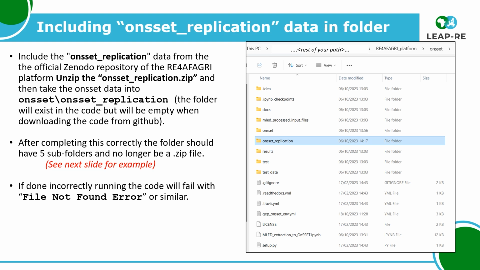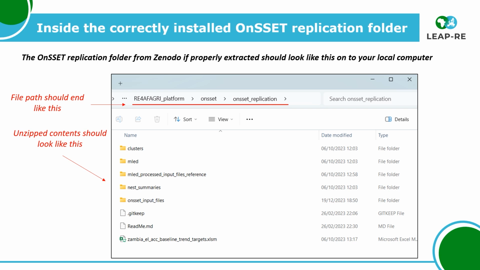Again, make sure that this is fully unzipped and not in a zipped folder, and the path is correct. Otherwise, you are likely to find file not found errors when running the code. Opening up the OnSSET replication folder, if it looks correct, the OnSSET replication folder will be inside the OnSSET folder, which is inside the RE4AFAGRi platform repository code folder. The unzipped contents should look roughly like this, with 5 folders and some additional files.